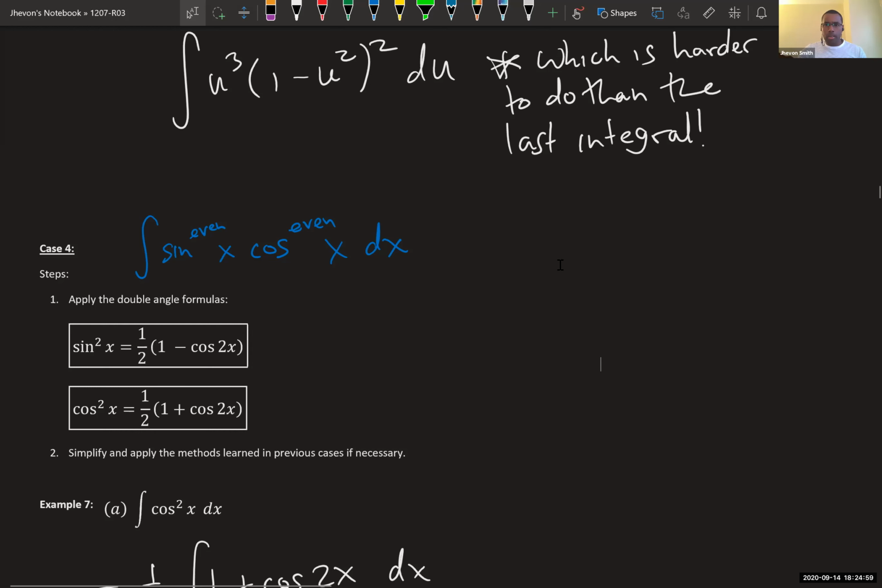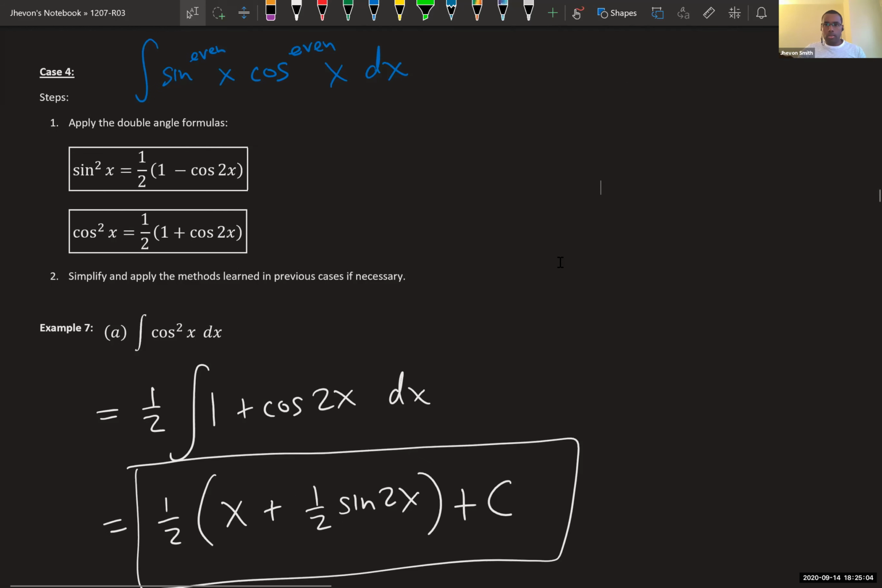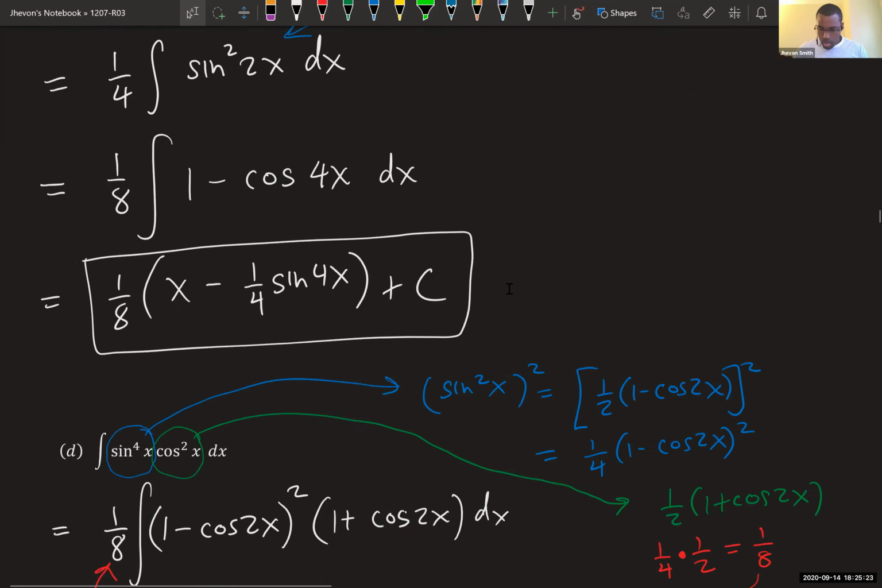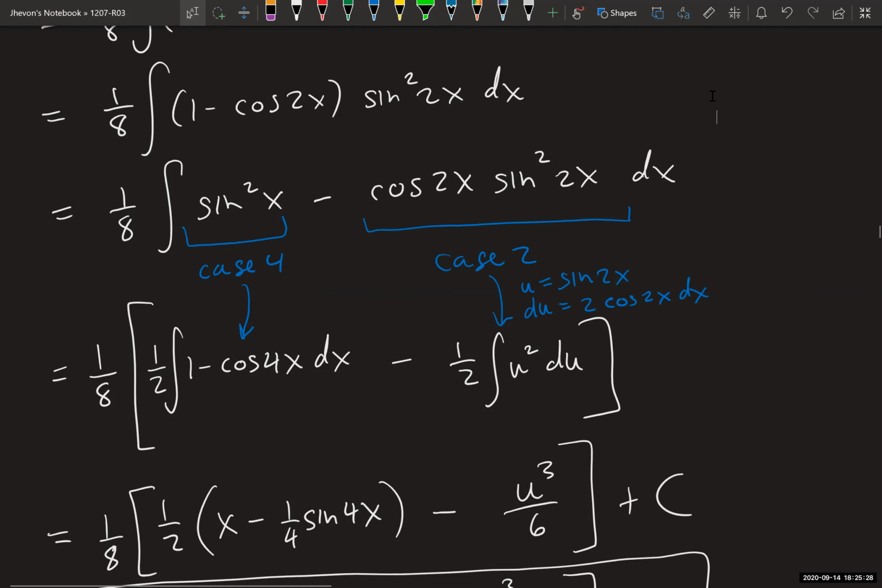So which steps, Isabella? Case 4 steps? Yeah, those are the steps for case 4. So for the part of the integral that was the cosine 2x sine squared 2x, that fell under case 1 or 2. So you just went through the whole process, you just didn't write it all out, right? Yeah. Okay, I just wanted to make sure it was the same thing.